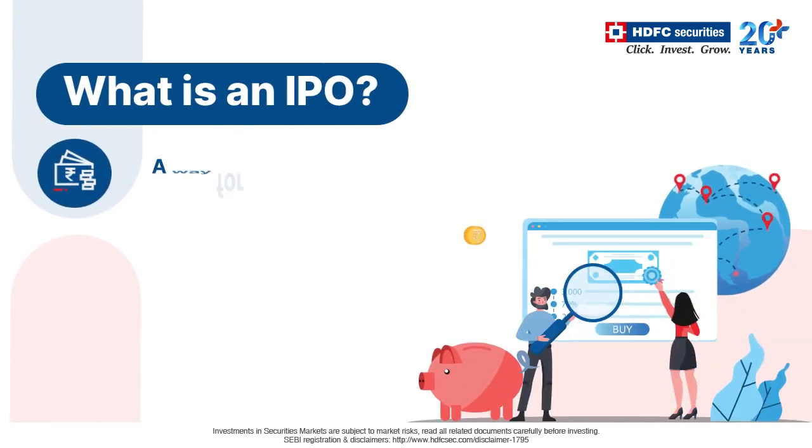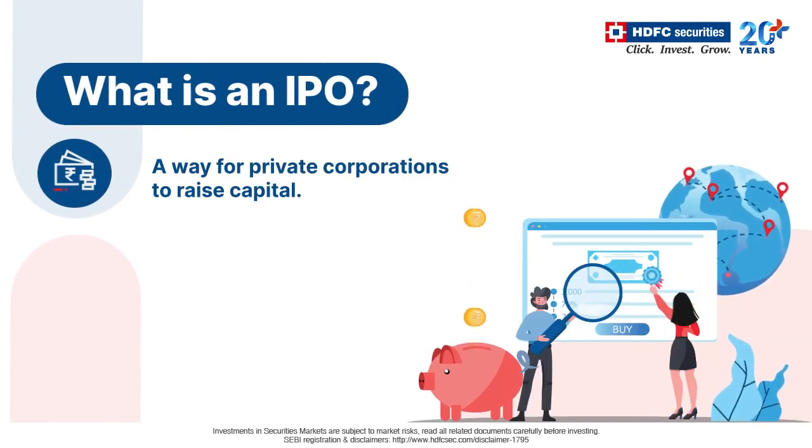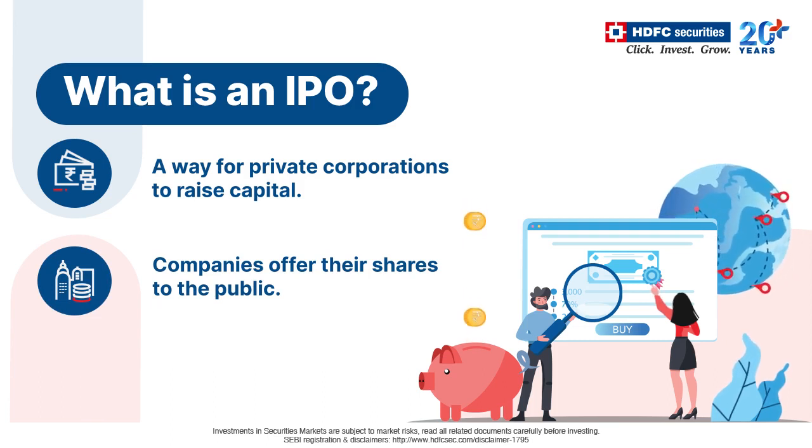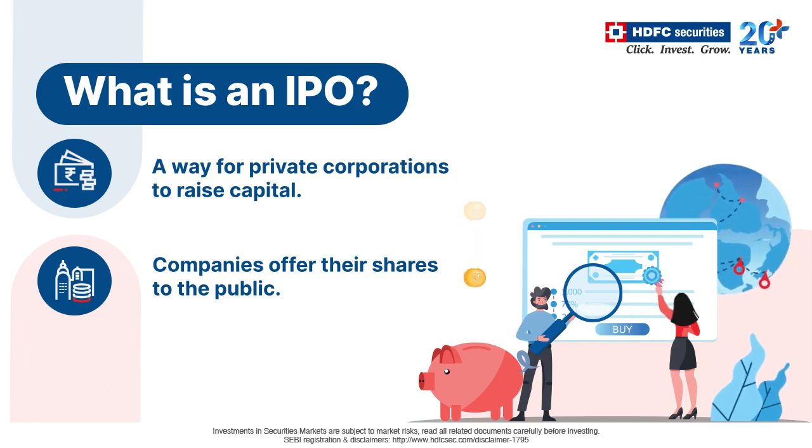Private corporations are often required to raise capital to keep their operations running smoothly. To do so, corporations can issue an offer of their shares to the public. Once such an offer is made, the public can bid and own a stake in the company, turning it from a private to a public entity.